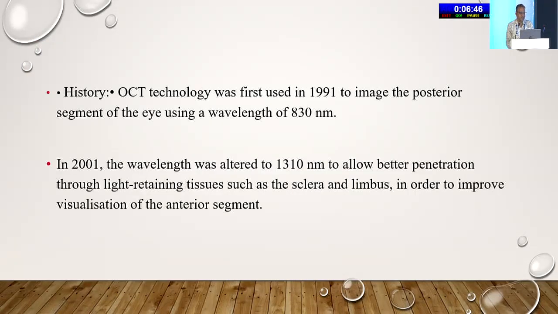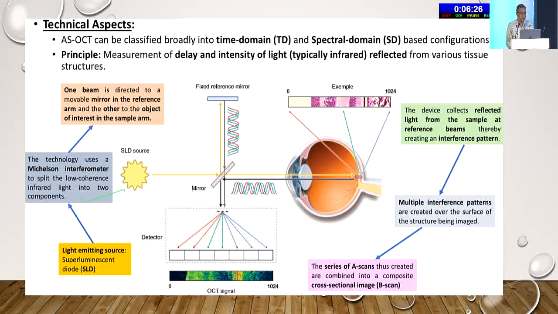This technology was first used in 1991 to image the posterior segment of the eye using a wavelength of 830, and in 2001 the wavelength was altered to 1310 to allow better penetration through light-retaining tissues such as sclera and limbus, in order to improve the visualization of the anterior segment. These are the technical aspects.